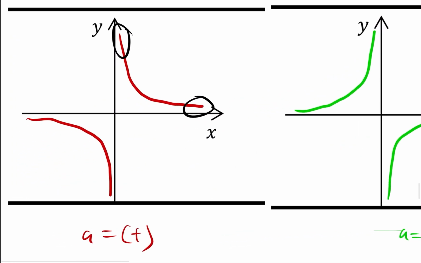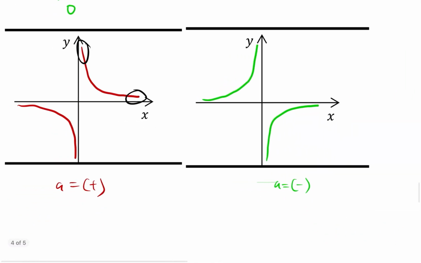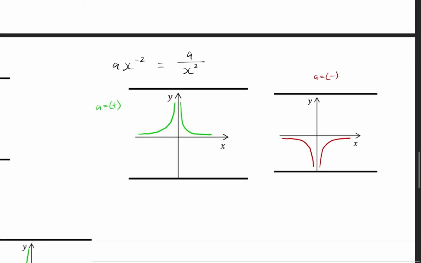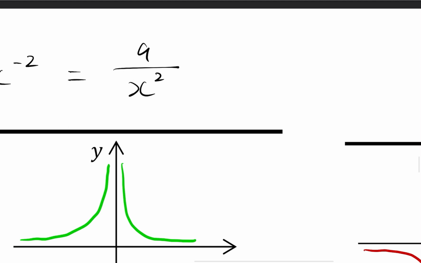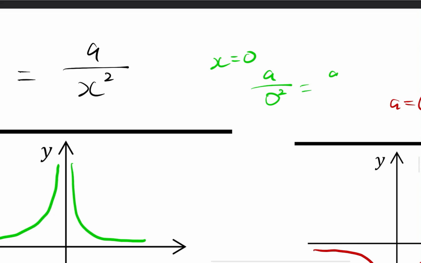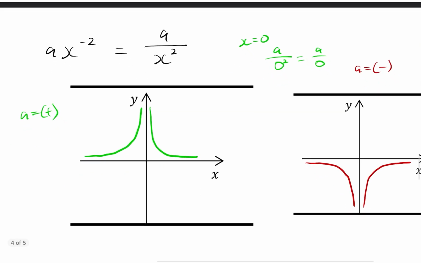So if a is a positive value, then my graph will look something like that. If a equals a negative value, like you guessed it, an inverse of the positive one. Now if we move on to -2, same as before, if I let x equal to 0, then I'll get a over 0 squared, which will give me a over 0, which therefore that's a no. So yeah, they have asymptotes too.